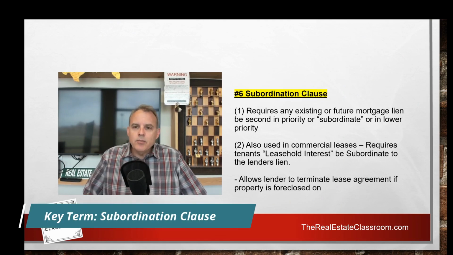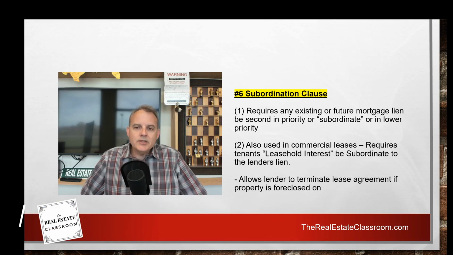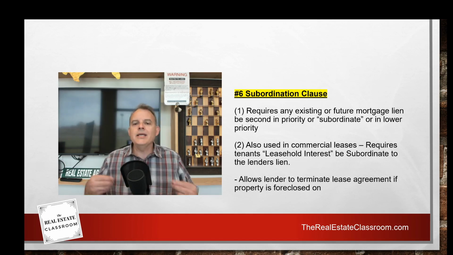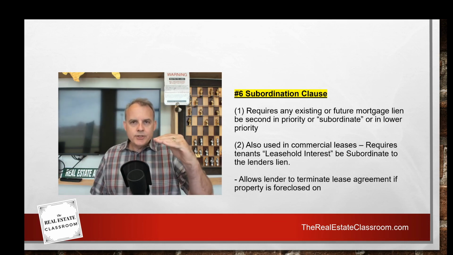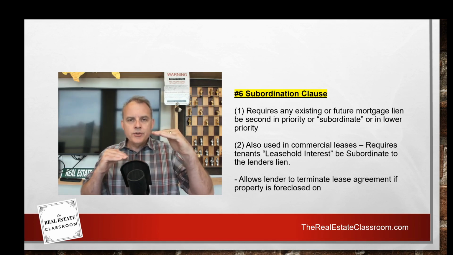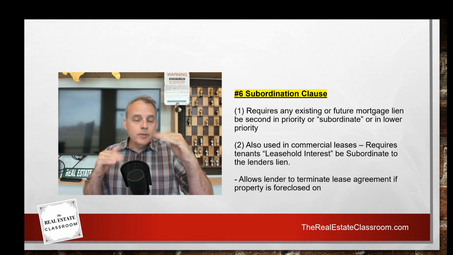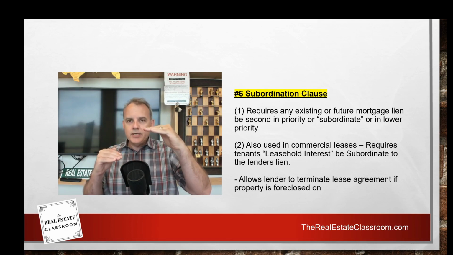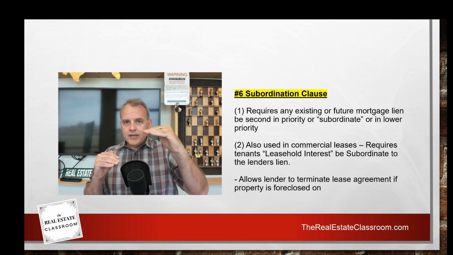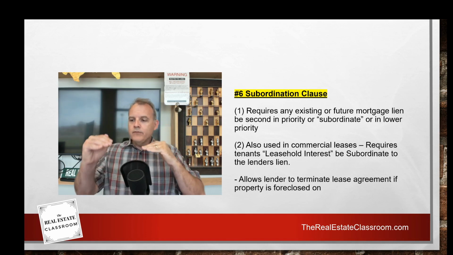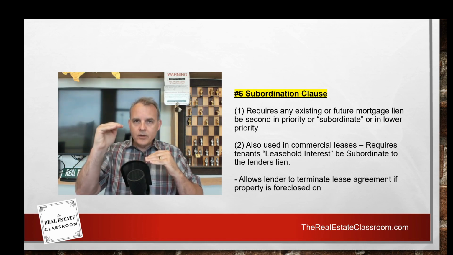Number 6 is a subordination clause, and I also spoke about this in a previous video. It requires any existing or future mortgage lien to be second in priority, or what we call subordinate, or in a lower priority to this loan. So if you got a first mortgage, and then you got a second mortgage to do improvements to the property, that second mortgage is in second priority. But let's say you refinance the first one. Well, if you refinance the first one, that will move that second mortgage up to first priority.